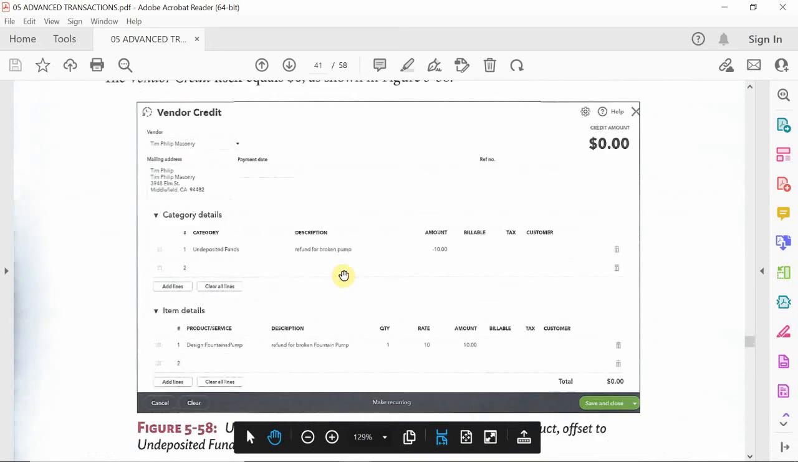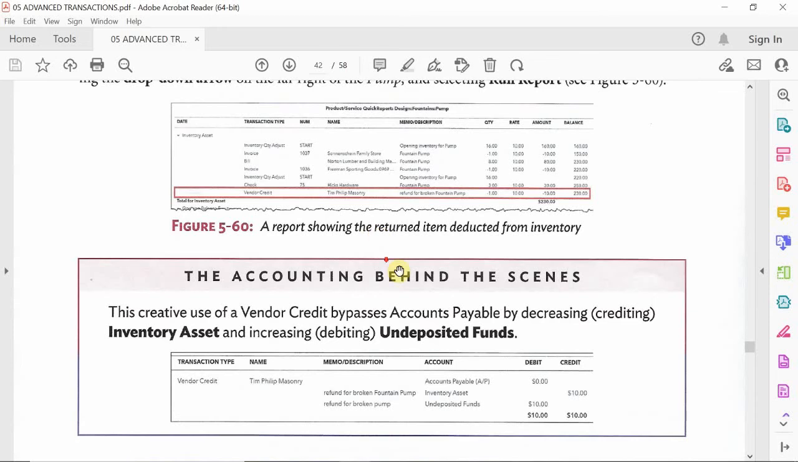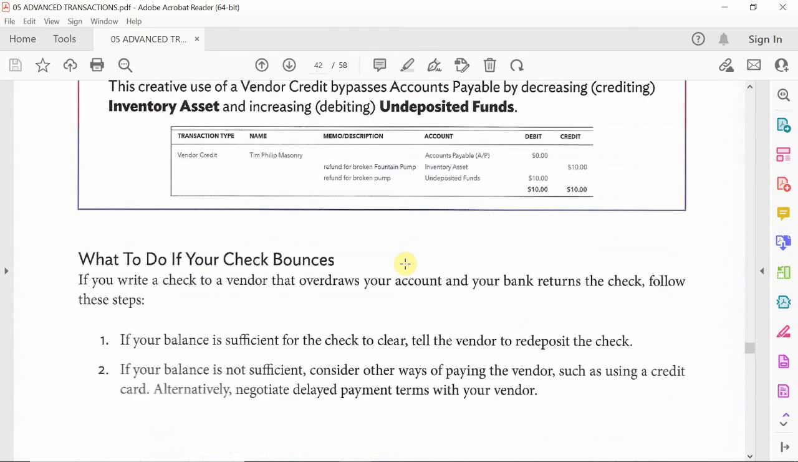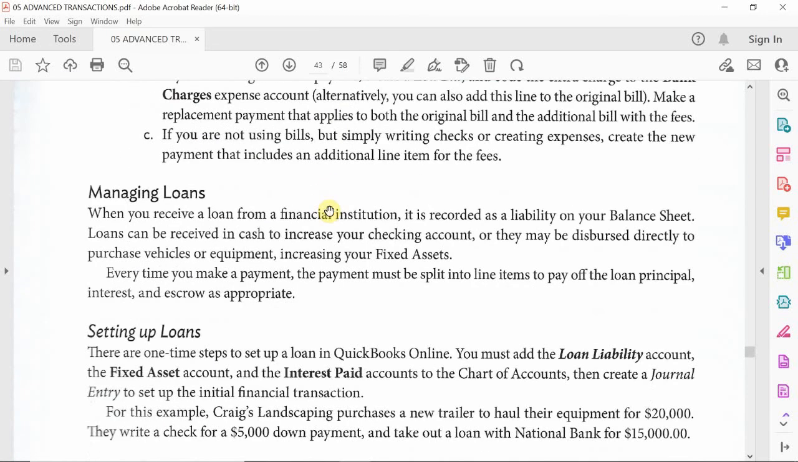All right. So again, if you're going to do a refund, you can use a credit. Again, a vendor credit to issue a refund. But in this one, this is for refunding on a credit card. Okay. So again, how do you check your balances? We already just did that.